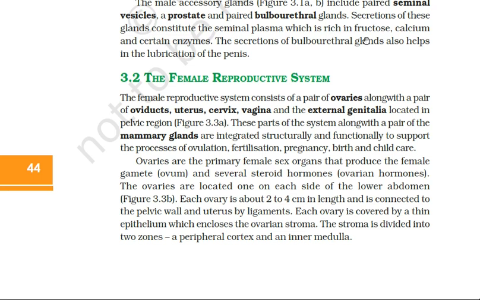So we start with the female reproductive system. The female reproductive system consists of 2 ovaries, a pair of oviducts, uterus, cervix, vagina and the external genitalia. I repeat, the organs of the female reproductive system are a pair of ovaries, a pair of oviducts, uterus, cervix, vagina and external genitalia.